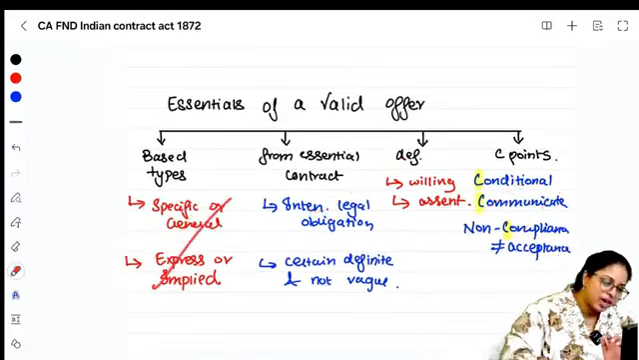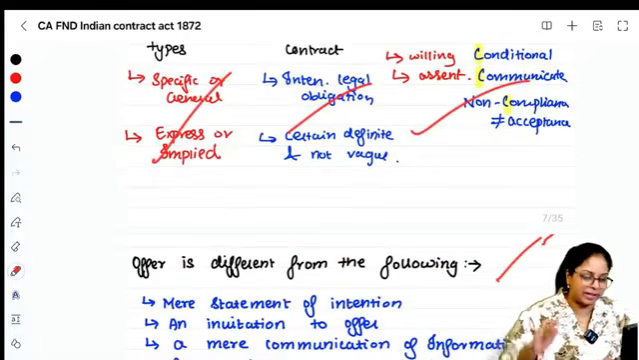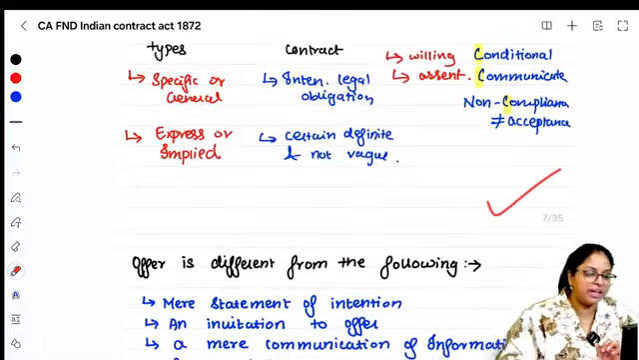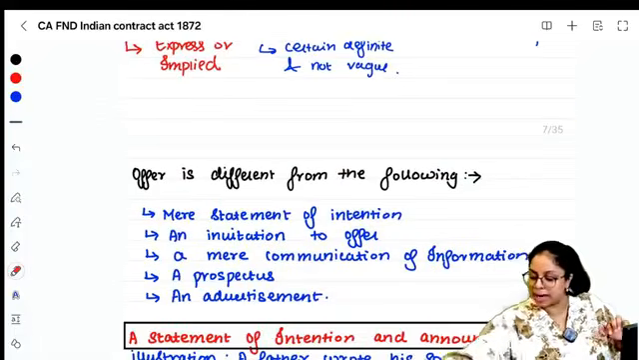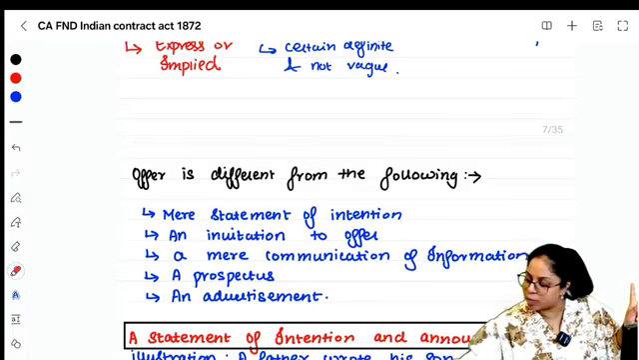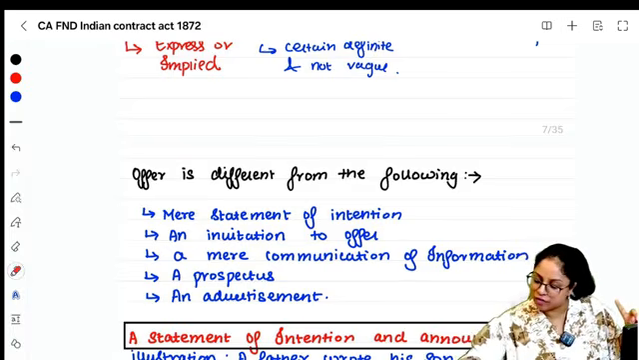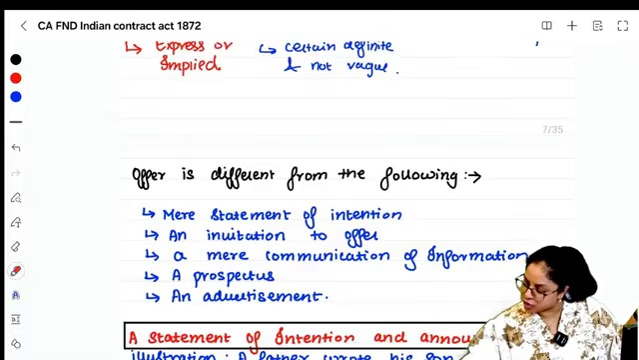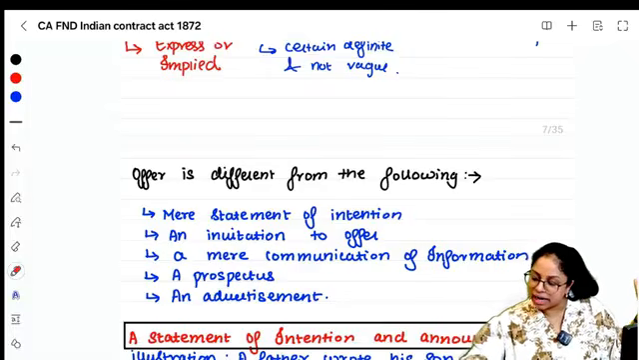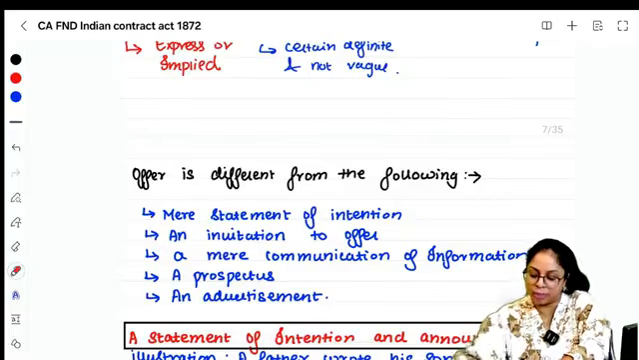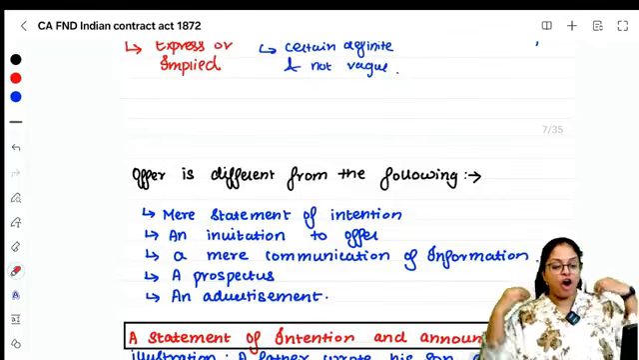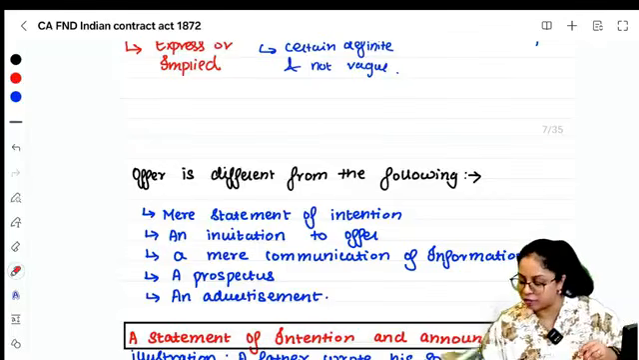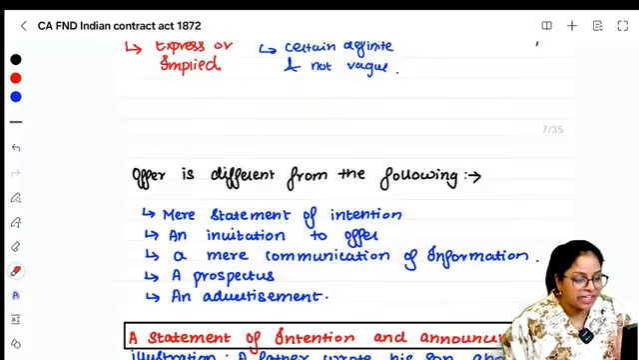Correct, Akshay. Somewhat similar to essentials of a valid contract, but there are a few points that are a little different. We'll have to remember. Is it absolutely clear? So we have covered voidable contracts also. We have covered essentials of a valid contract also. Classification of offers also covered. And next we are going to do this topic, which is very, very important. Offer is different from invitation to offer.